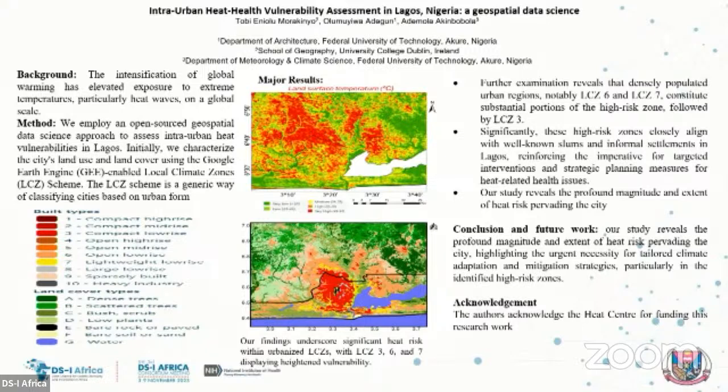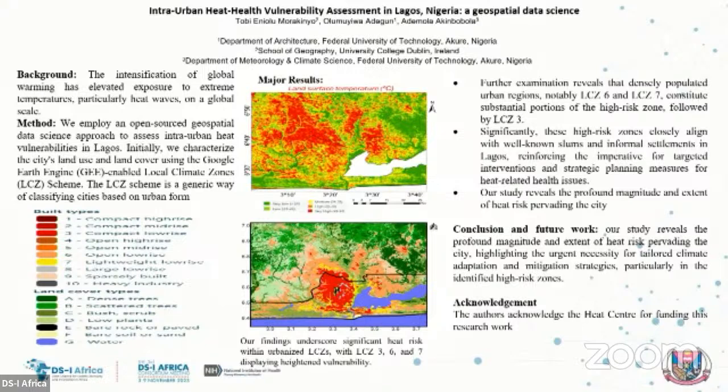So this research work made use of geospatial data, and Lagos was classified using local climate zone. And at the end, 10 were classified. We have the first one, the second one, the third one to the 10th one. And after that, we discovered that our findings underscore significant heat risk within urbanized local climate zones: local climate zone 3, which is compact low-rise, local climate zone 6, which is open low-rise, and local climate zone 7, which is lightweight low-rise.